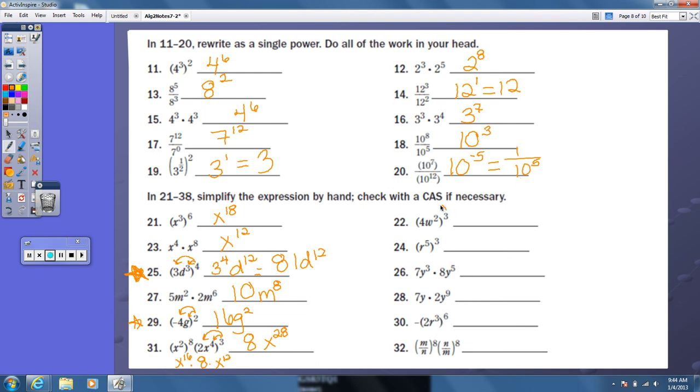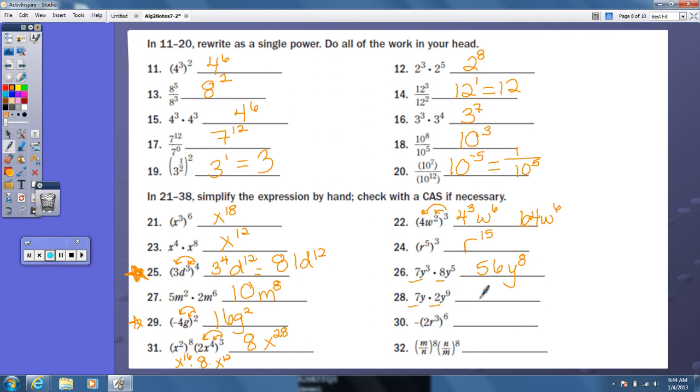Okay, this is power to a power and power of a product. Everything gets multiplied here, so I have 4 to the 3rd, w to the 6th. 4 times 4 is 16. 16 times 4, I believe, is 64, I think. Tell me if I'm wrong tomorrow. It's r to the 15th. Here, don't forget to multiply the 7 and the 8. That's 56. Y to the 8th.